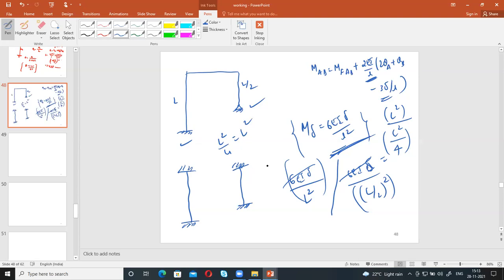Now what is the ratio? If you take L square, it will become 4L square, or L square equals 2L whole square, or if you take twice L square outside, it will become a 1:2 ratio. 1:2 ratio. Any doubts?